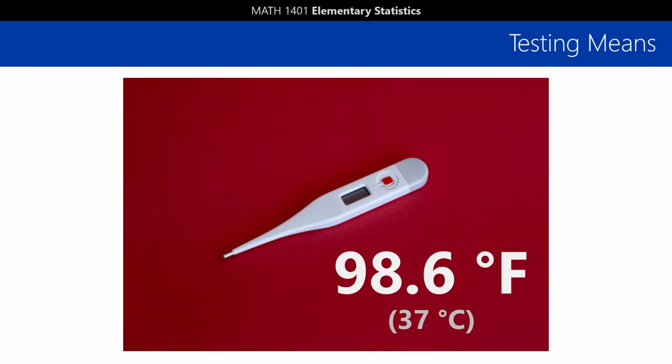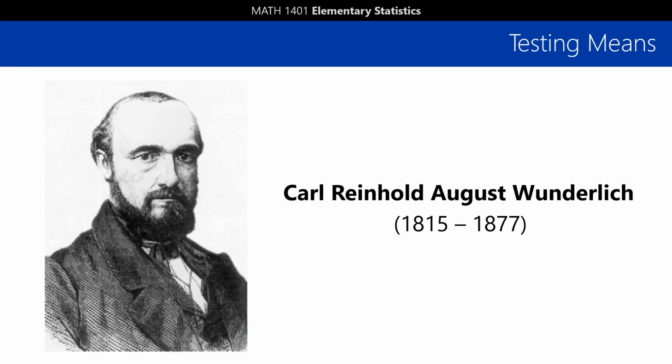It's common wisdom at this point. But have you ever wondered where that number came from? Turns out we have that number because of Karl Wunderlich, a German physician, who got that number from experimentation in 1868. It kind of makes you wonder, medicine's come a long way since 1868. Is Wunderlich's number really accurate? Or might we get a different number with modern technologies and techniques? We can find out with, you guessed it, a hypothesis test.